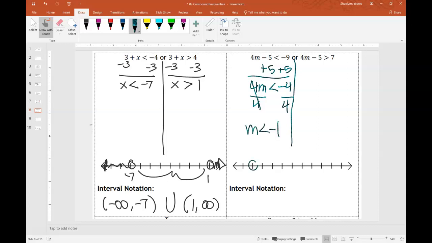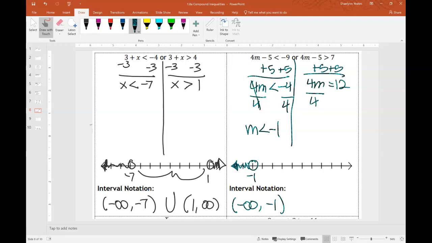So we're going to make this -1. I'm going to put an open circle pointing to the left. It's at -1. So this is a parenthesis, -∞ because of the left pointing arrow. -1, close parenthesis. All right, and then over here, I'm going to add the 5 to both sides. And 7 plus 5 is 12.